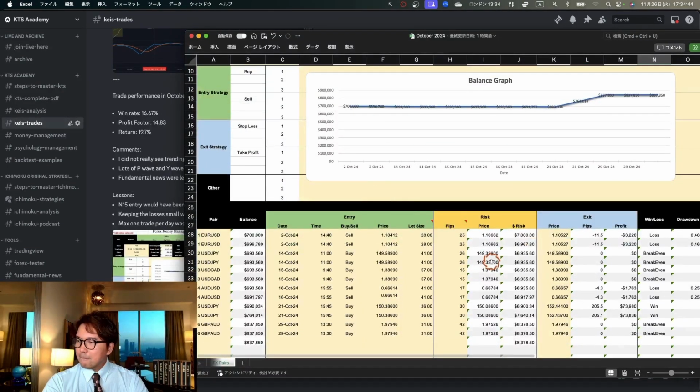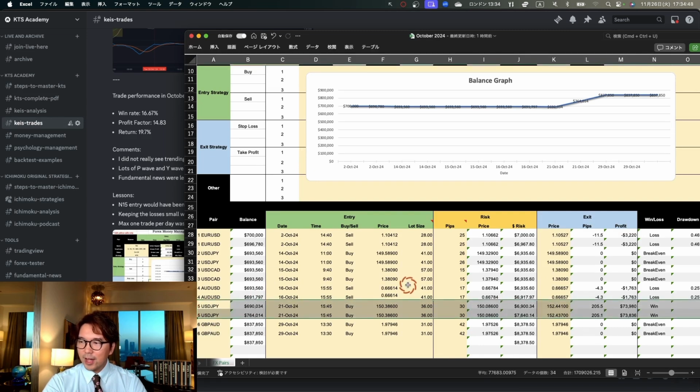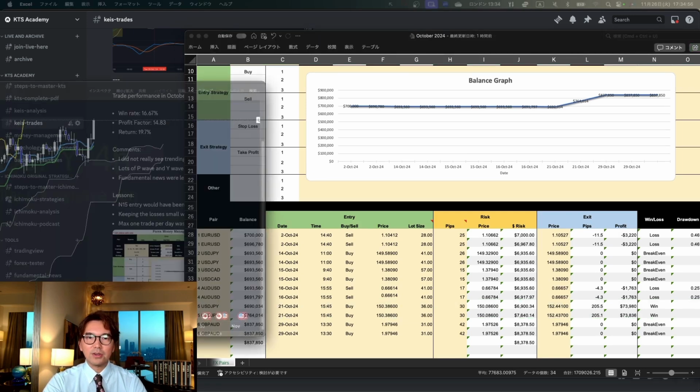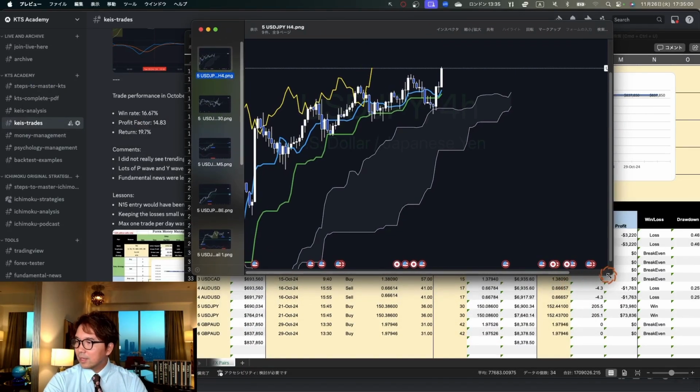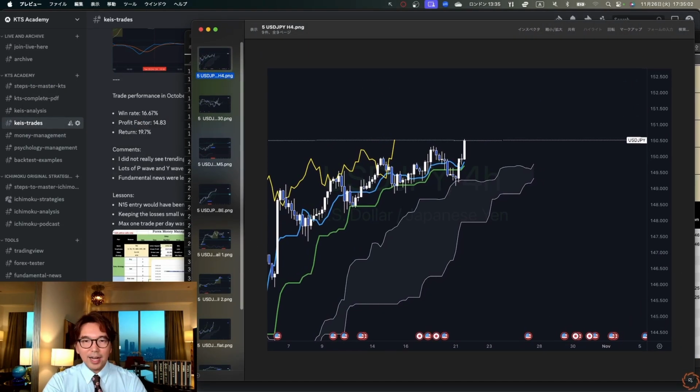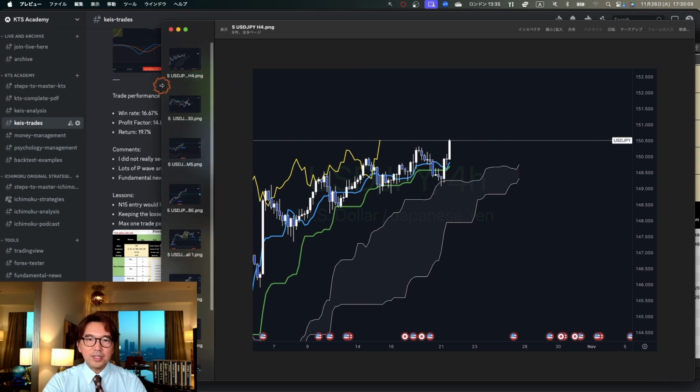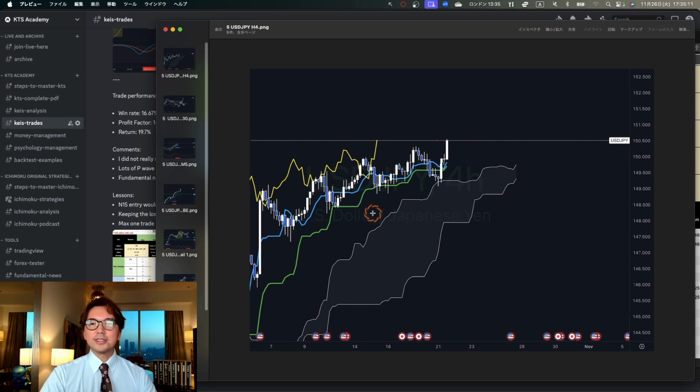So today let me explain how I took the trades on USDJPY, which I took on the 21st of October. I have the screenshots of my trade. So here are the screenshots. Every time, it's better to take screenshots this way. Let me just make it a bit bigger so that you can see a bigger picture.